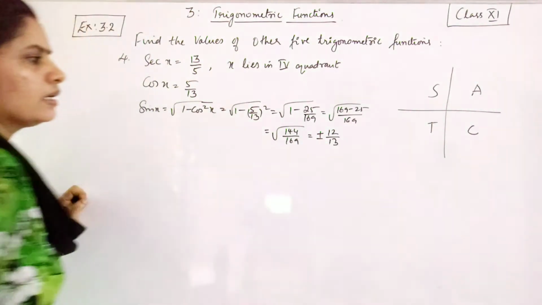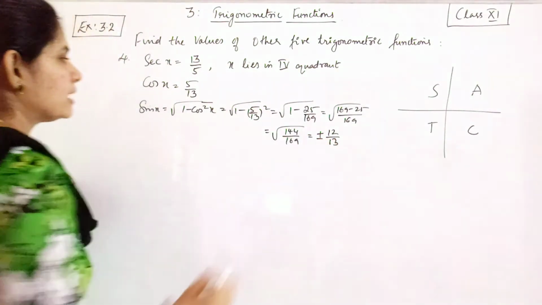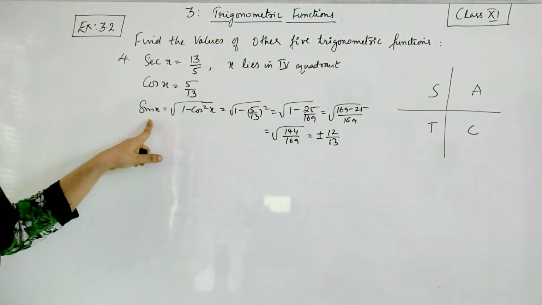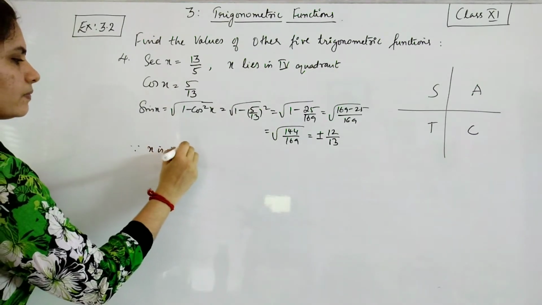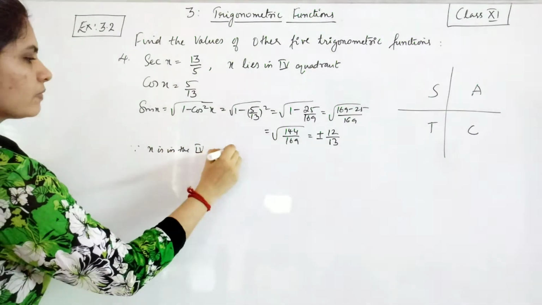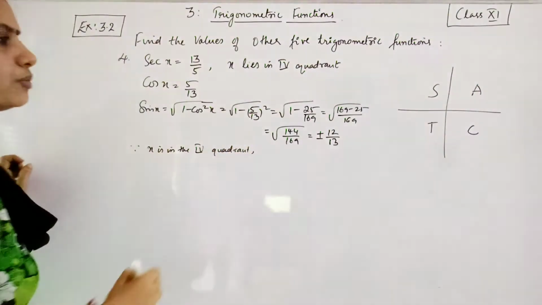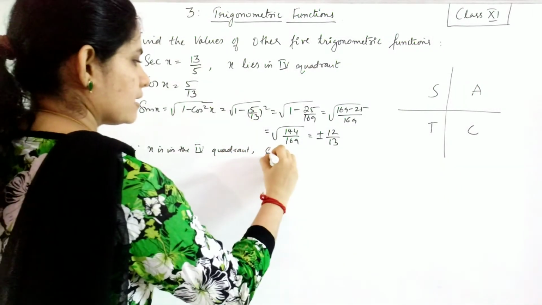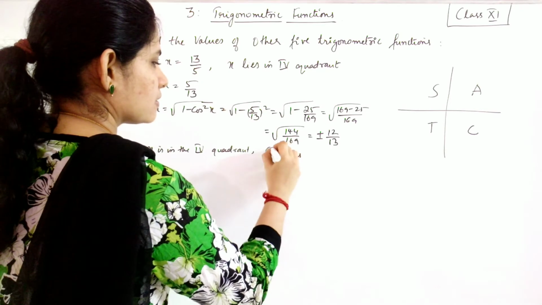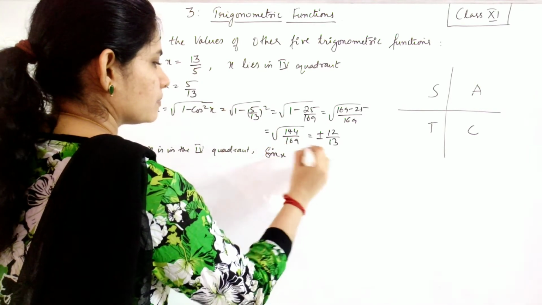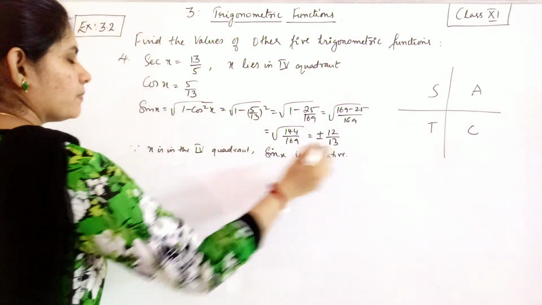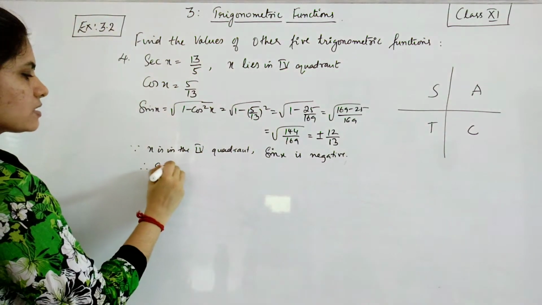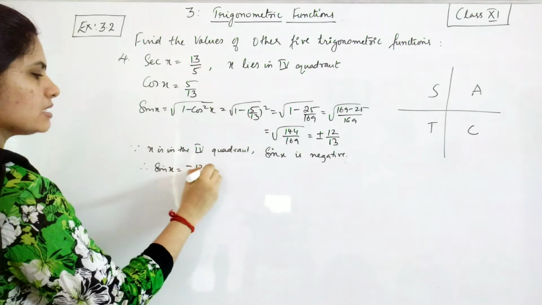Now you have to select which sign should be taken for sin x. Since x is in the fourth quadrant, what should be the sign? It should be negative. Sin x is negative. Therefore, you will have your sin x chosen as minus 12 by 13.